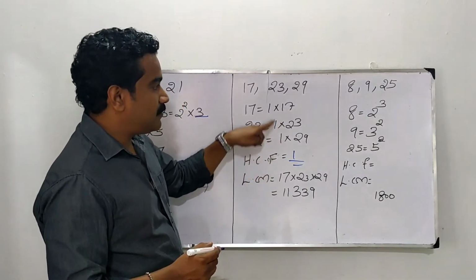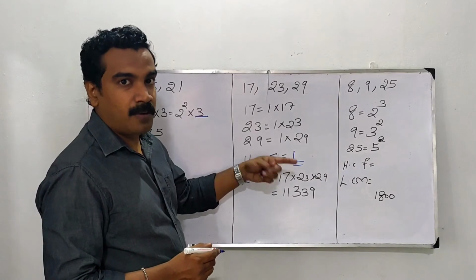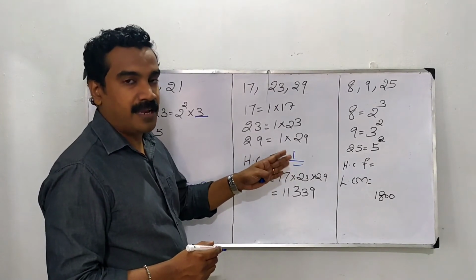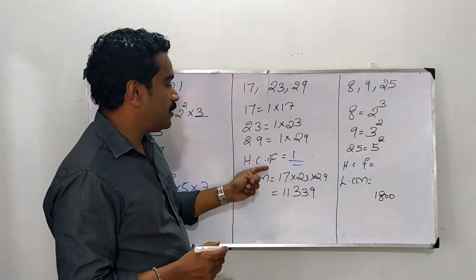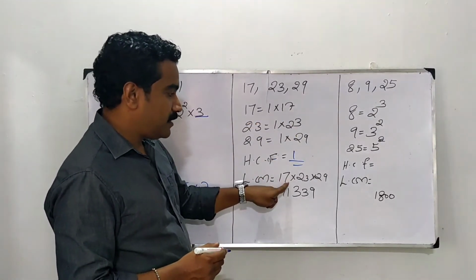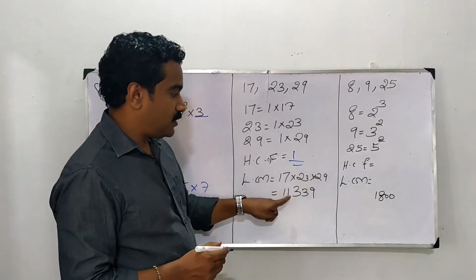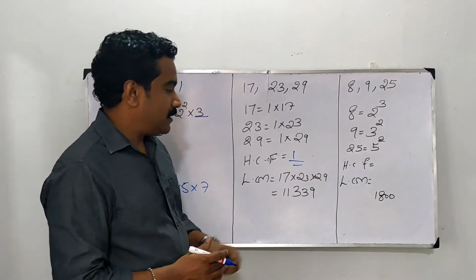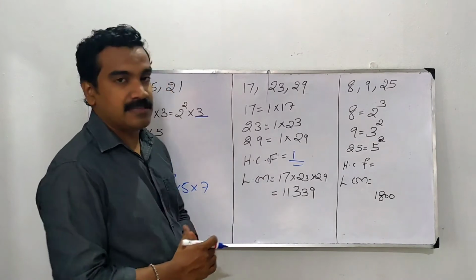Then we take the LCM. What is LCM? We are not taking the 1 as common, because 1 into any number is that number. So 1 is not at all important here. So we take all other numbers: 17, 23, 29. Multiply 17 into 23 into 29. You will get 11339. So this is the LCM and this is the HCF.